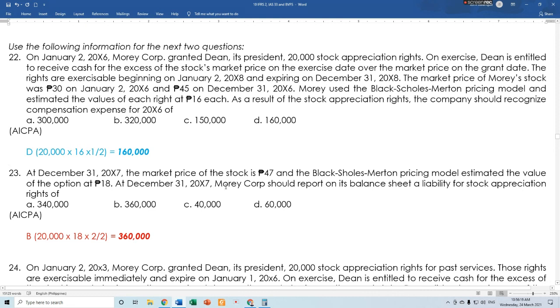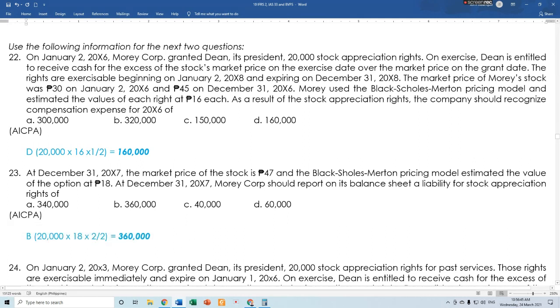So, walang problema. Magkano na daw ang i-report na liability? So, sundan mo pa rin yung 18. Okay? Kung hindi binigay yung 18, edi ang gagawin mo, 47 versus the 30, which is 17. Yun ang gagamitin mo. Pero, yun nga, ang sabi 18 nga daw eh. Edi sundan mo lang yung problem. So, 20,000 shares times 18, kahit wala nang 2/2, parehas din lang naman yun. So, 360,000 na siya. Okay, so ito na yung answer niya.